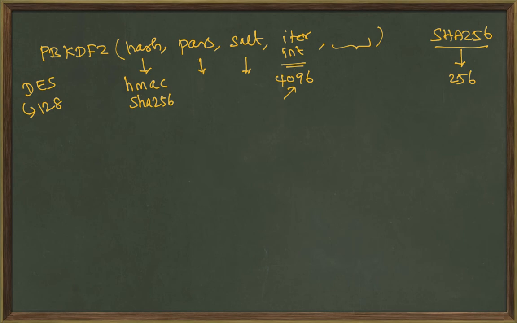Then finally you tell how much output you want. For example, in this case, I only want 128 bit output. So this is just an example I am telling. I told you OpenSSL actually doesn't use this. Instead they have a similar algorithm, but a proprietary one.